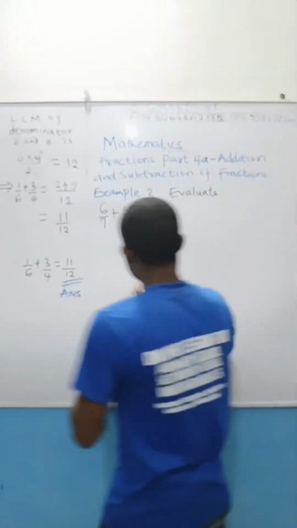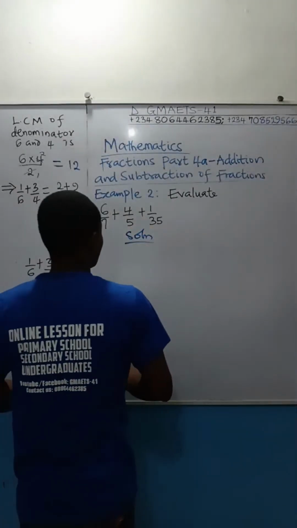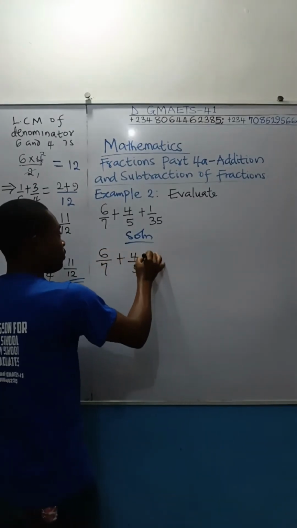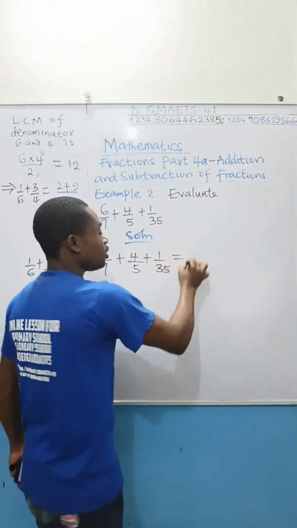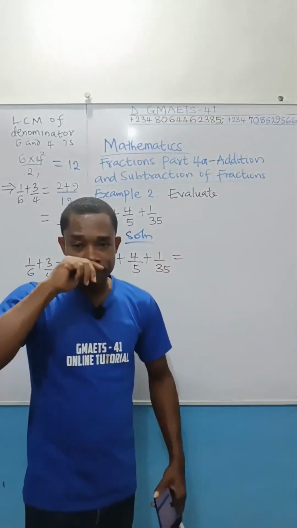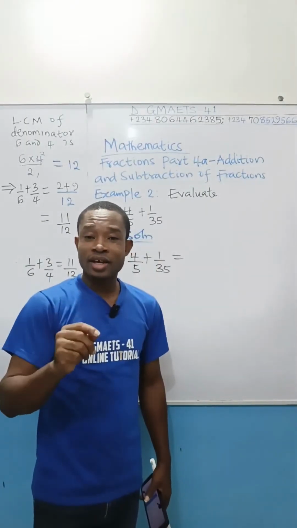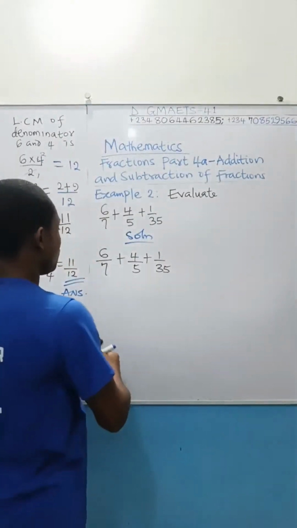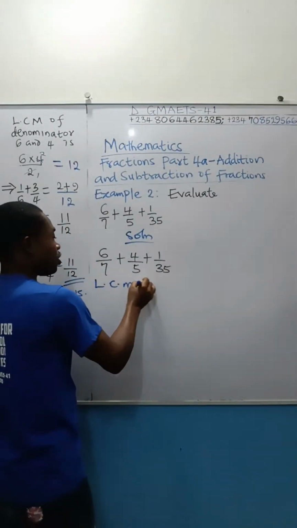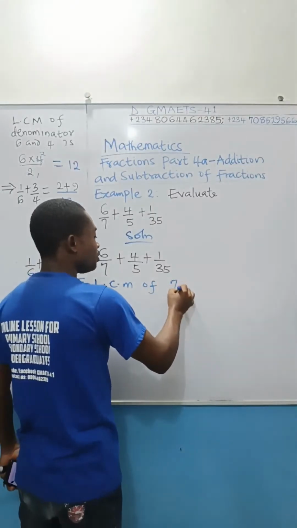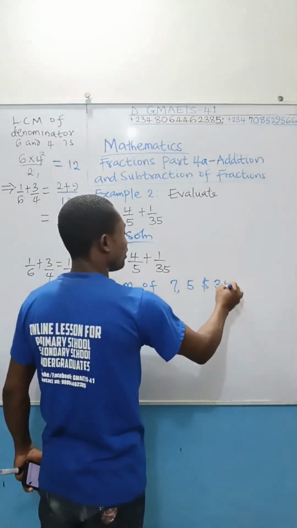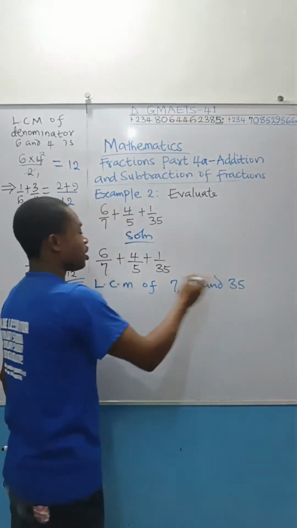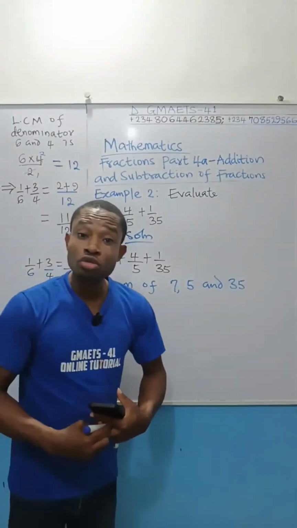Let us solve this. Solution. I have 6 over 7 plus 4 over 5 plus 1 over 35. So quickly you get the LCM. You find the LCM of 7, 5, and 35, the LCM of these denominators.